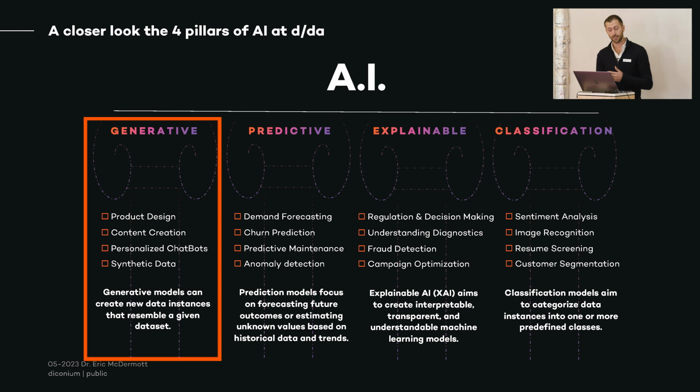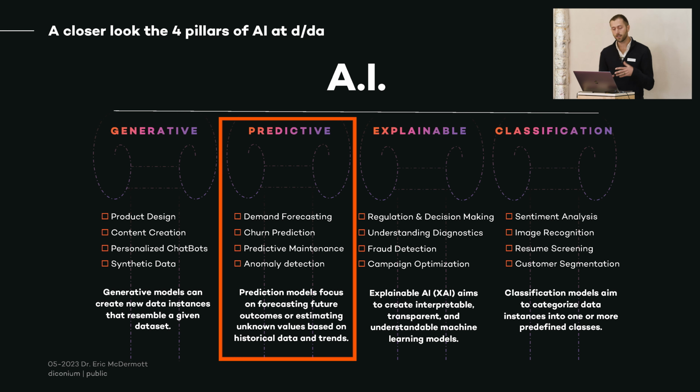Some potential use cases for generative AI could be things like product design, content creation, personalized chatbots, and synthetic data. In general, these models want to create new data instances that resemble a given data set. This could be audio, music, code, or even natural language. For predictive AI, we can do things like demand forecasting, churn prediction, predictive maintenance, and also anomaly detection. Here, the focus is more on predicting the future outcomes based upon historical data and trends.